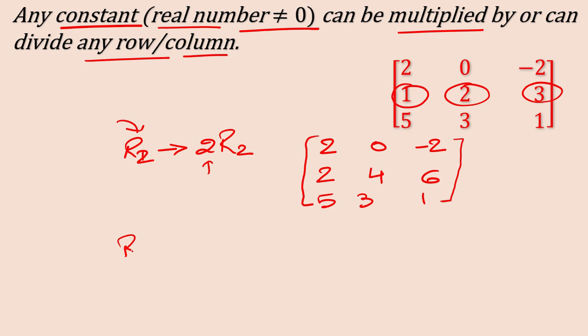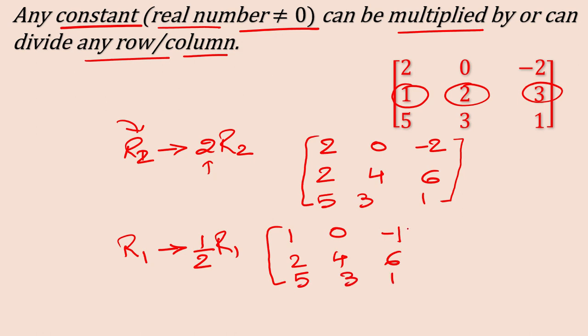Now similarly you can divide also. For example, suppose the requirement is R1 is replaced by 1 over 2 R1. That means every element of R1 will be divided by 2. So it will be 1, 2 divided by 2 means 1, 0 divided by 2 means 0, minus 2 divided by 2 means minus 1. Then 2, 4, 6 and then 5, 3, 1. Okay, like this. See how easy this calculation is.